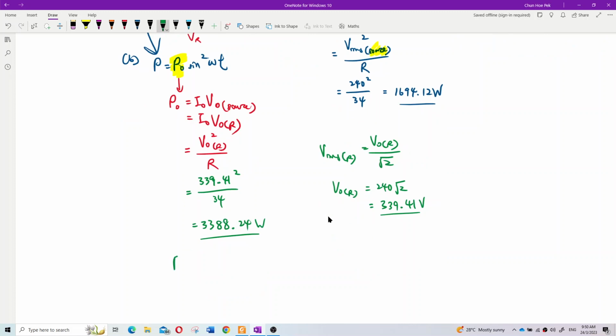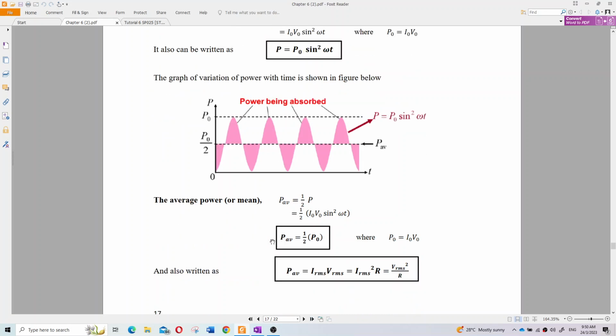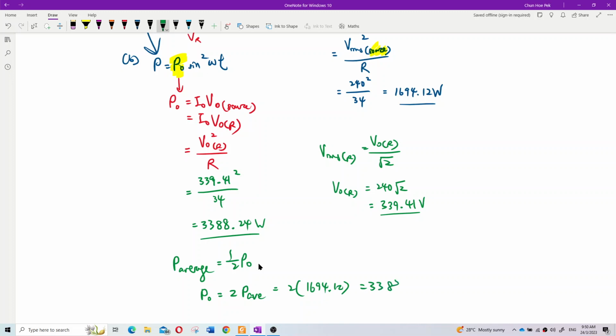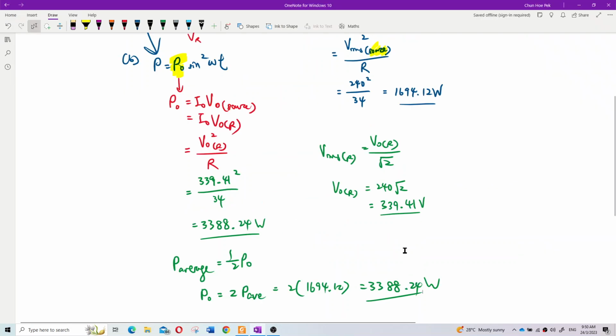In fact, you know that the average power is half of P naught. So you can find P naught straight away: P naught is 2 times the average power, which is 2 times 1694.12. So you still get the same answer. Based on the graph, P average is at the center, half of P naught.